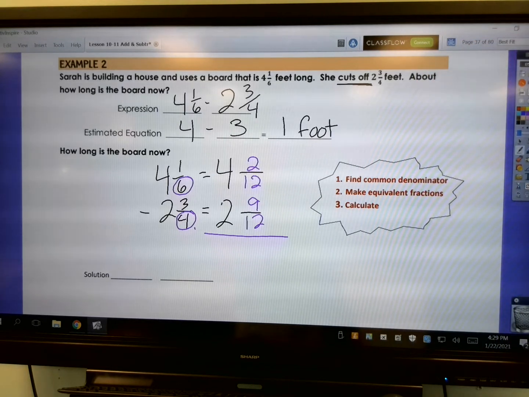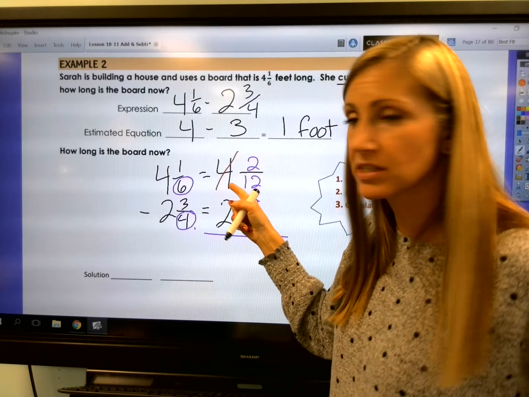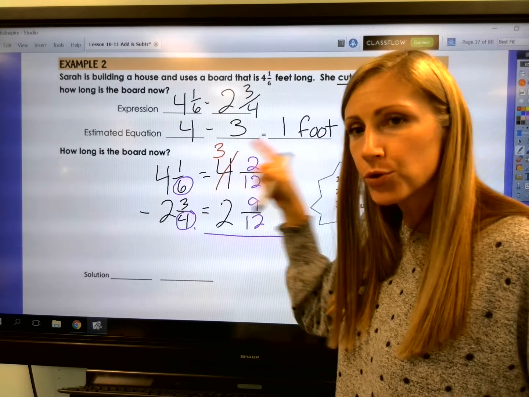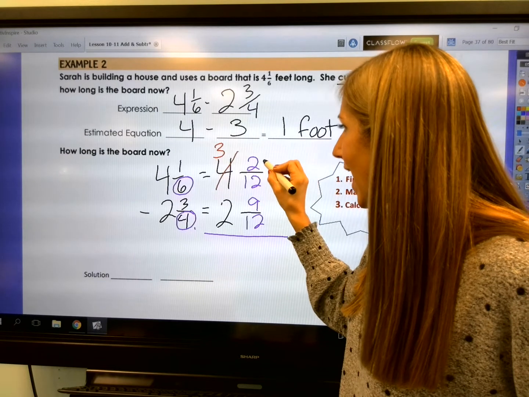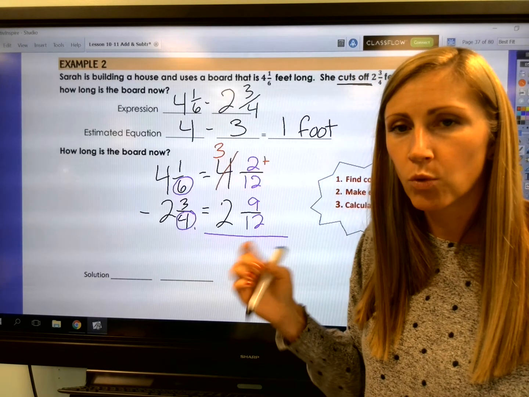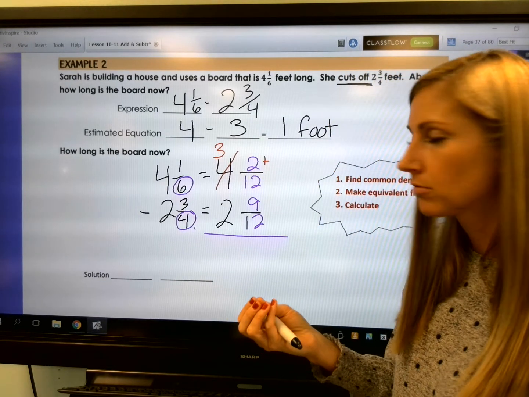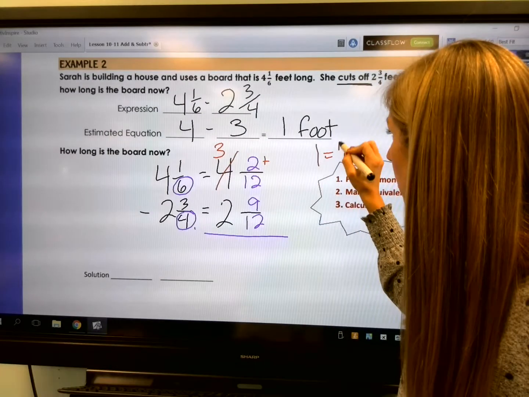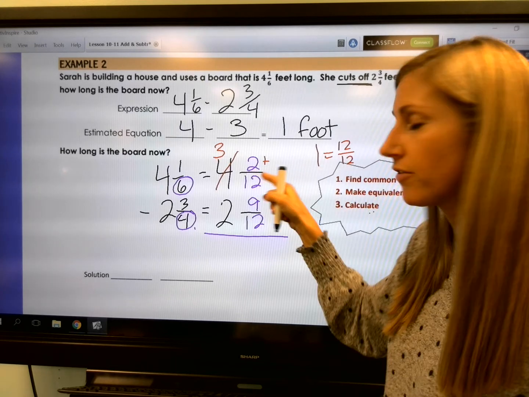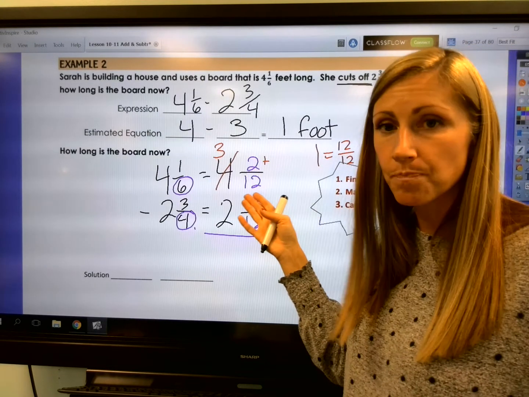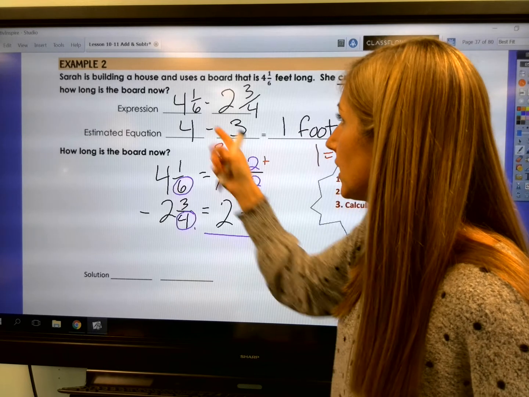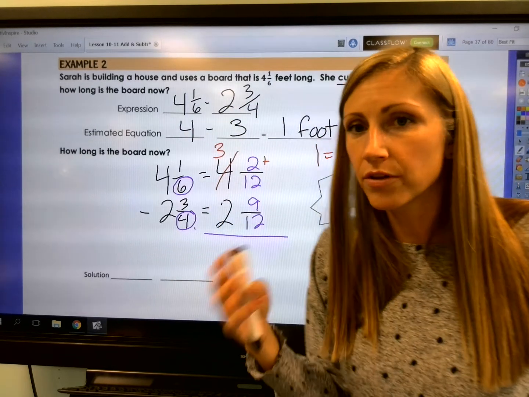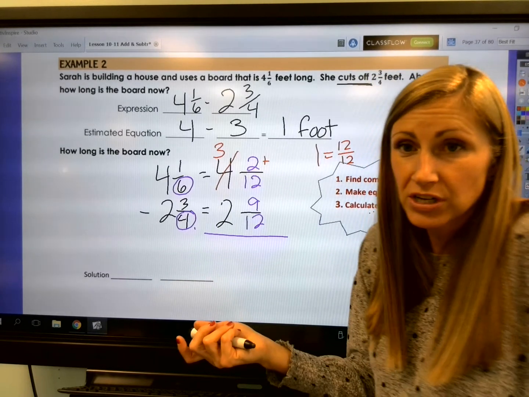So remember, when we borrow from the whole, this is going to become a 3. When we borrowed one whole, what are we going to add to the numerator? What is a whole even worth in this fraction? It's worth 12 twelfths. Yeah, one whole equals 12 twelfths. It's all based off of what makes this a whole, and in this case, 12ths. If we were looking at the original fraction, that is 6 sixths, 4 fourths. All the fractions are based off of what makes a whole, their denominator.